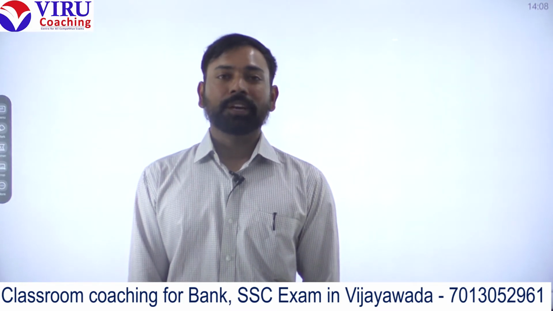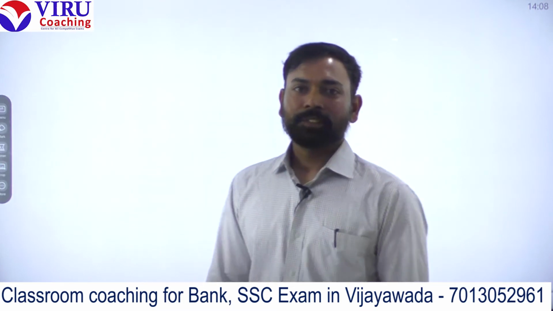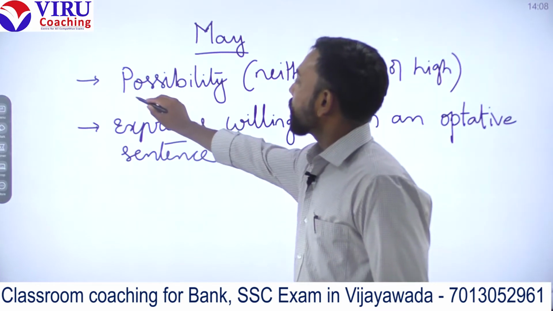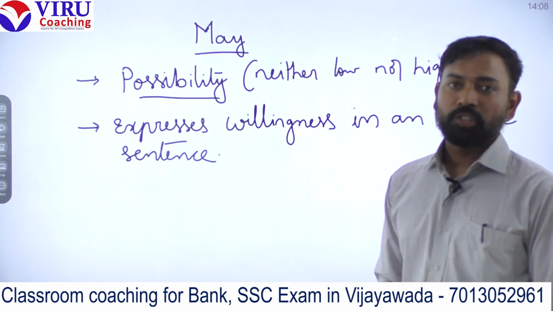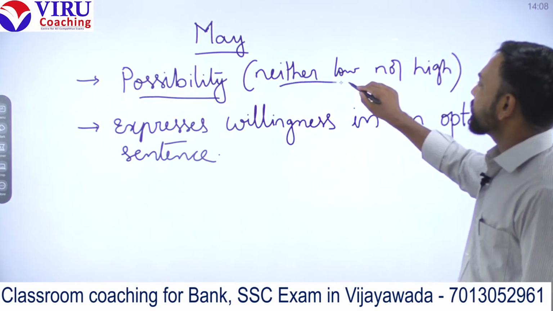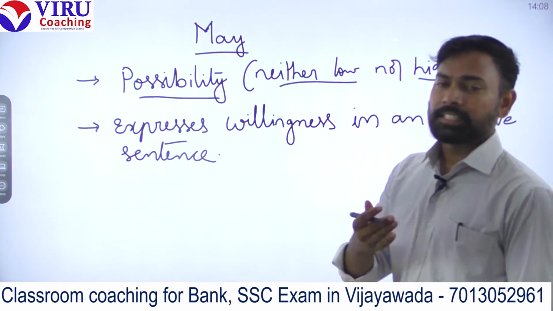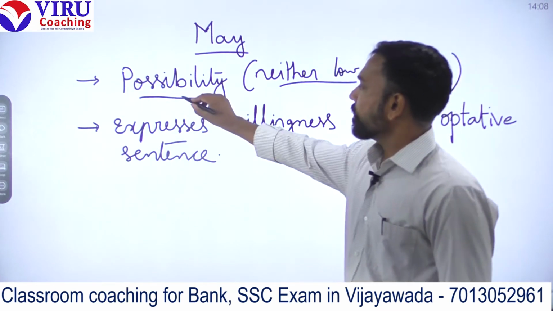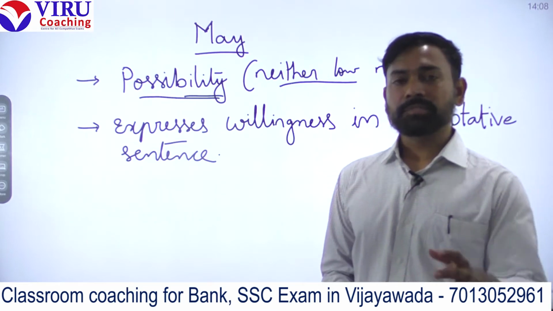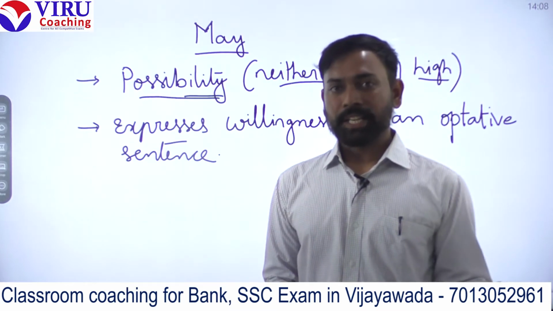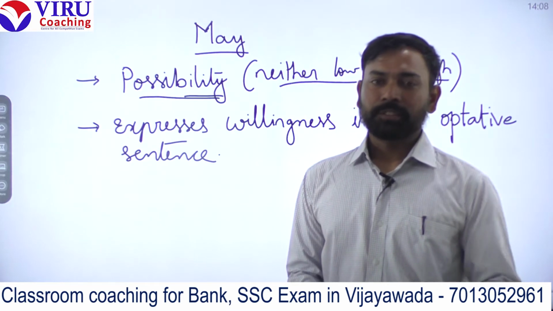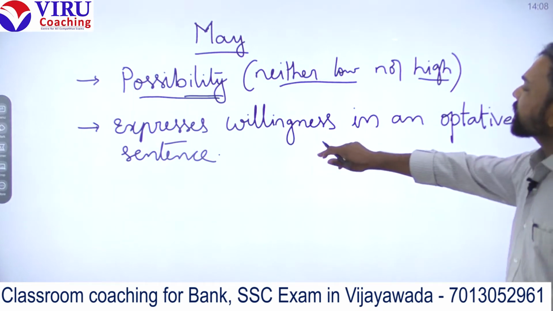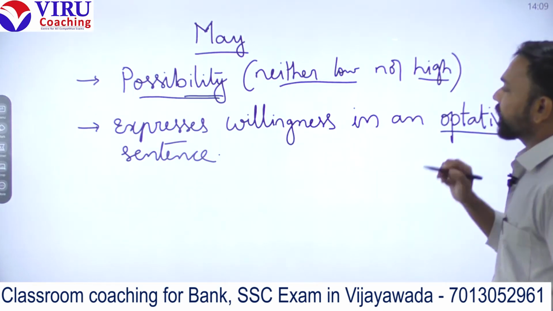Today we're going to do some modal auxiliary verbs. So let us go to may. May is a possibility. May shows possibility. The possibility is neither low nor high. It is somewhere in the middle, like you can say 50-50 chances. So may basically shows possibility, which is 50-50. So it may rain today, it may not rain today. So may indicates possibility. May expresses willingness in optative sentences.